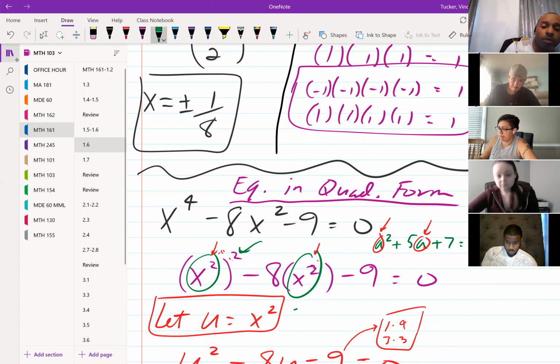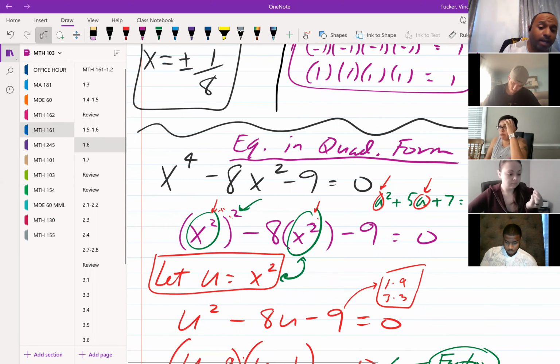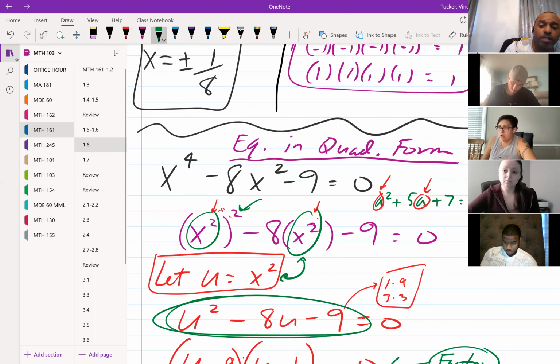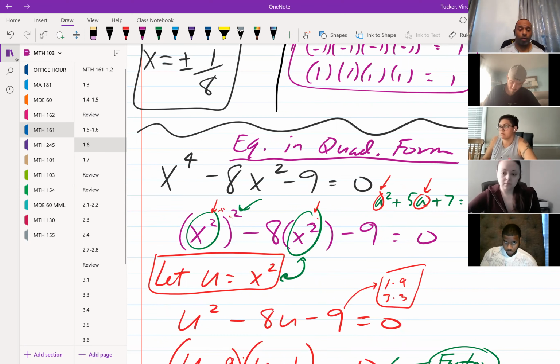Or what you can do is what we call u substitution. You take u and let it be the x squared, and then substitute u in for that. And so now we have a simpler equation to deal with. So now we have u squared minus 8u minus 9, which is a regular quadratic equation.